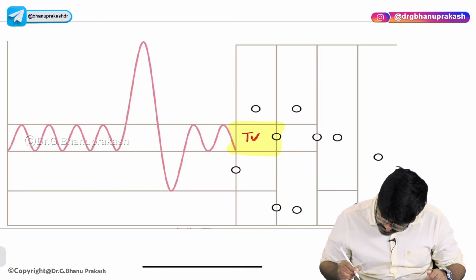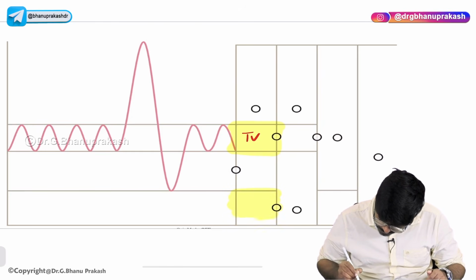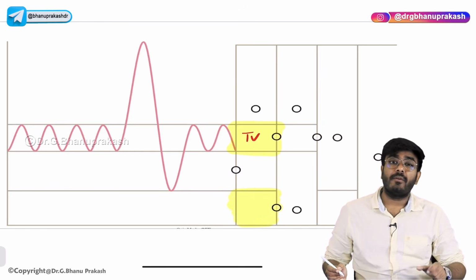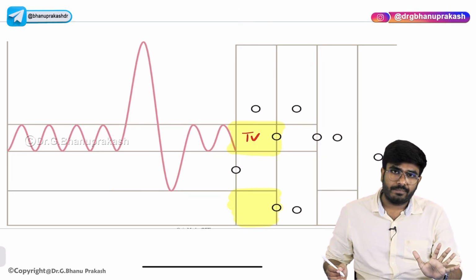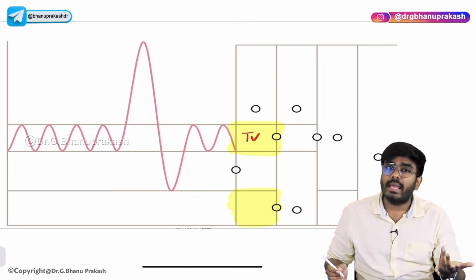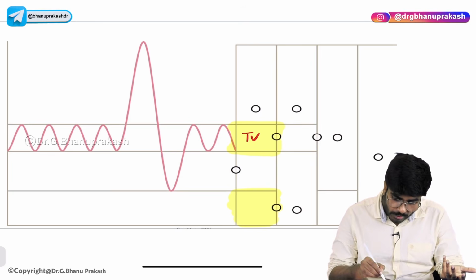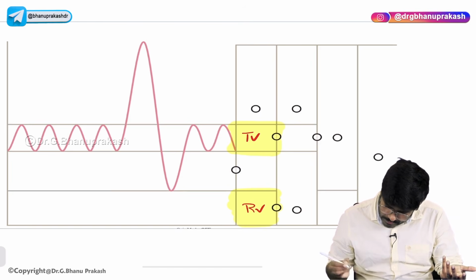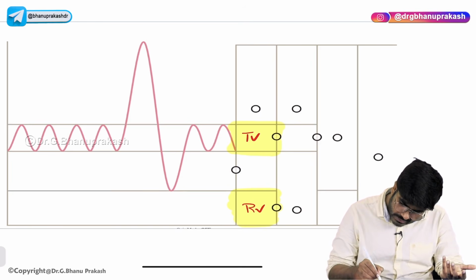Now see, what is this block? This block is the area where, with whatever effort, you cannot take the air out of the lungs. So what is that volume? This is residual volume. Now, what is this block?